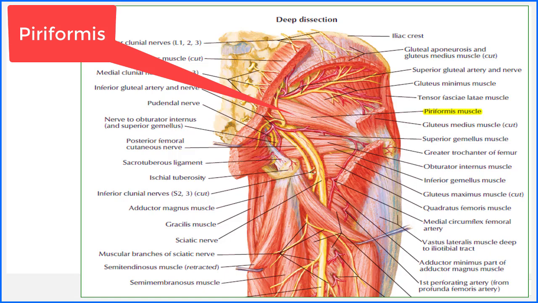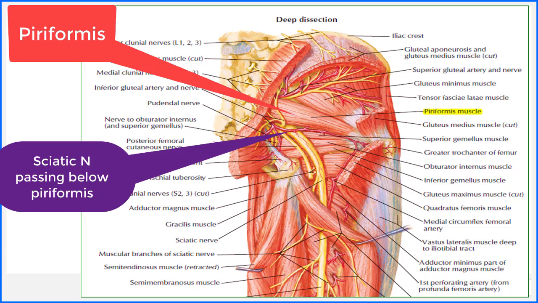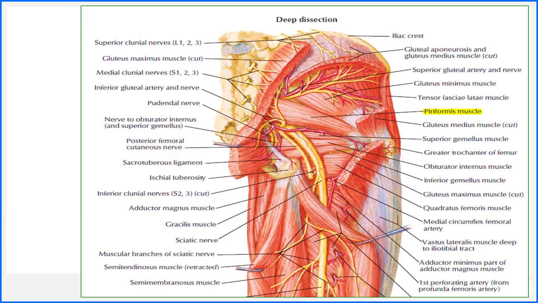By means of the sciatic nerve, because the sciatic nerve is going to pass below the piriformis muscle. So the muscle that will be superior to the sciatic nerve, on the posterior aspect of the thigh, is the piriformis muscle.